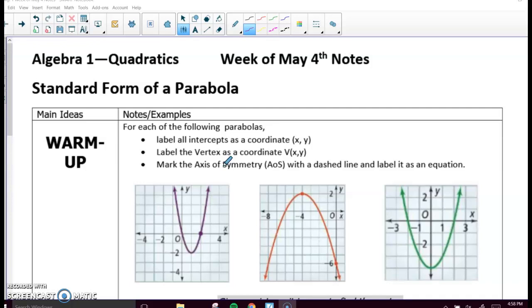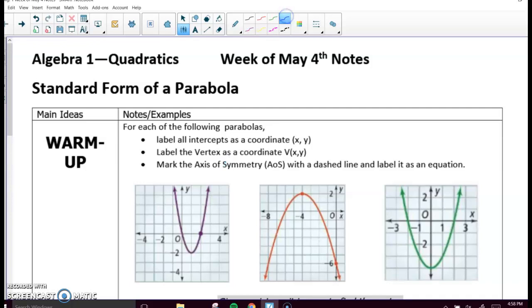For each of the following parabolas, we need to mark some things on it, just like we did in previous lessons: labeling all intercepts, x-intercepts and y-intercepts, labeling the vertex, marking the axis of symmetry with a dashed line, and labeling it with an equation. I will go through the first one with you, and then I'll have you do the next two.